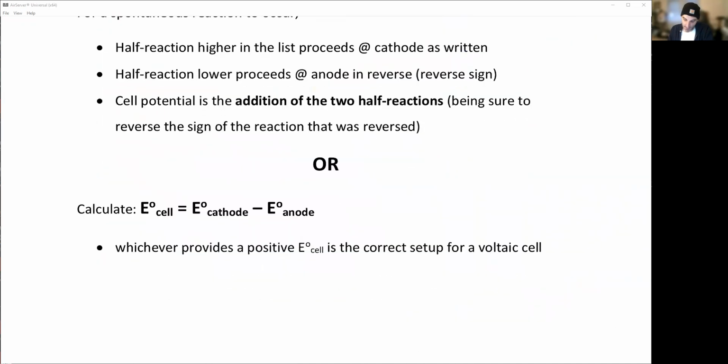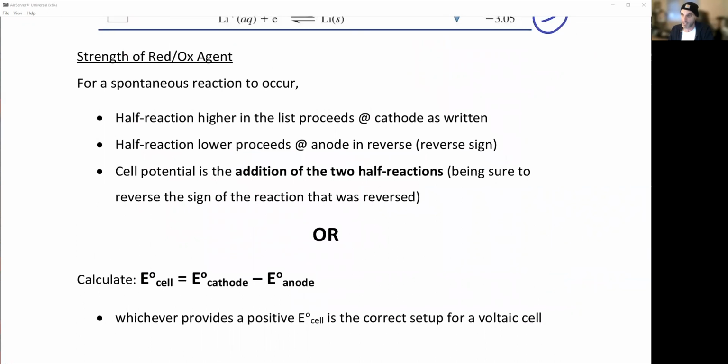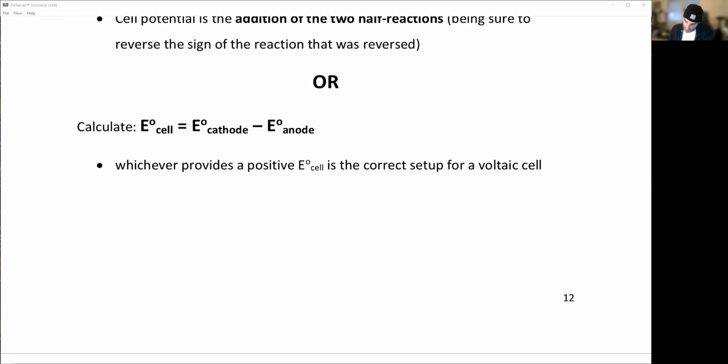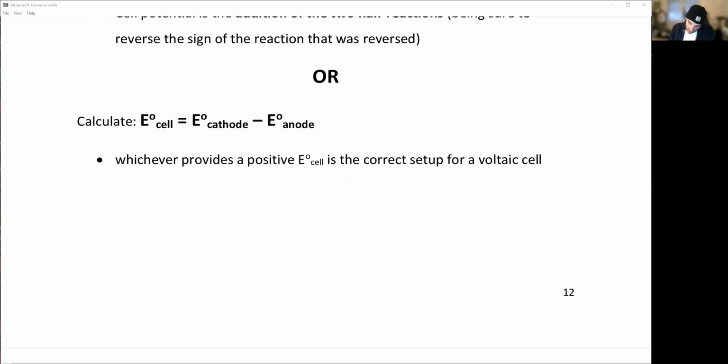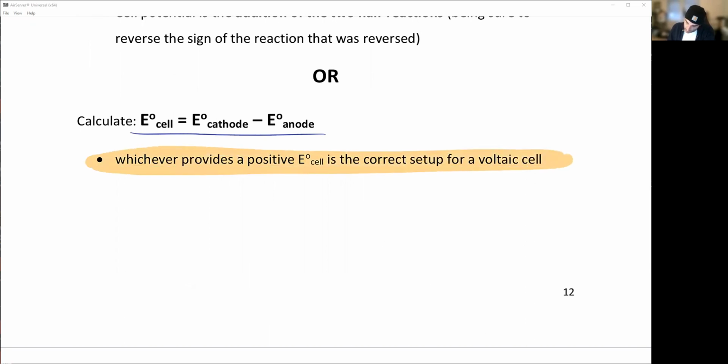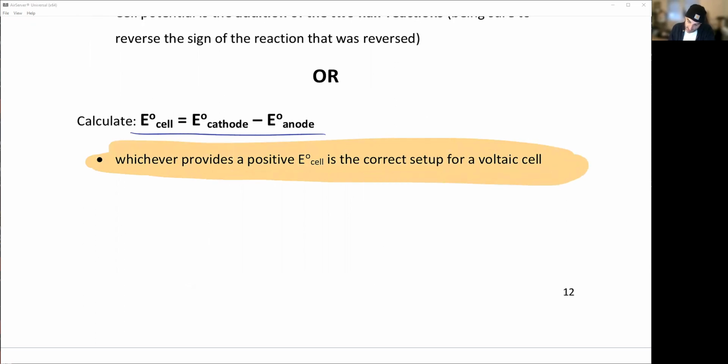That brings us to this idea of strengths of oxidizing versus reducing agents. There's 2 ways to do this. I want you to kind of ignore the thing at the top here. What I want you to do is when you do these calculations, ultimately this, and you can ignore this, we're going to come back to this and we're going to use it, but you can ignore that as well, almost. This is it. So whatever setup provides you with a positive E cell, that is the correct setup for a spontaneous cell or a voltaic cell. Otherwise, it's going to be a galvanic cell as written. Okay, so whichever one provides you a positive E cell.